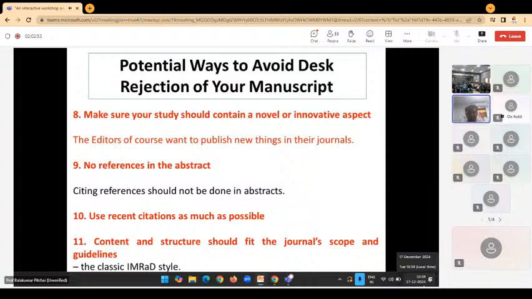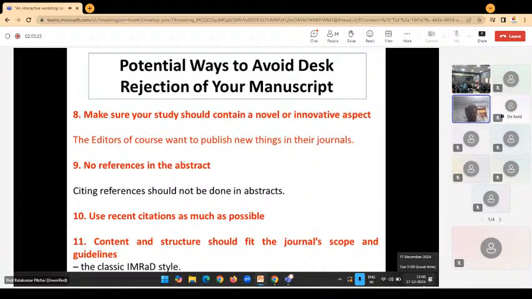Make sure that your study contains a novel or innovative aspect. At least 5% novelty should be there in your study. Then only your study can find a place for acceptance. Otherwise, it is desk rejected. So it is an outdated study. Already a number of studies have been reported, whatever is being reported in this paper. So this paper is not providing new knowledge to the field. Hence, it is desk rejected.